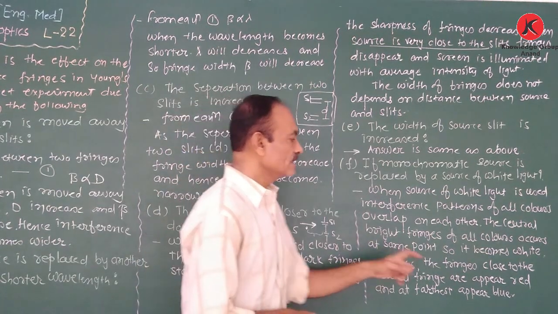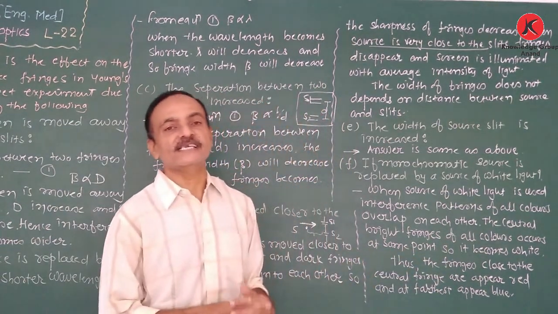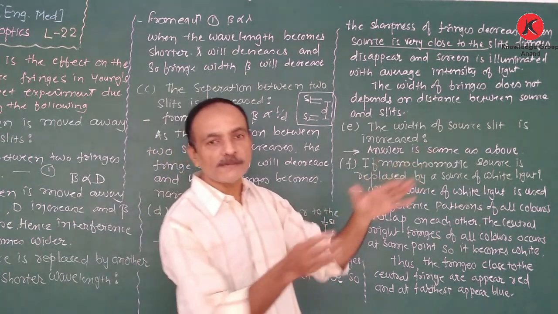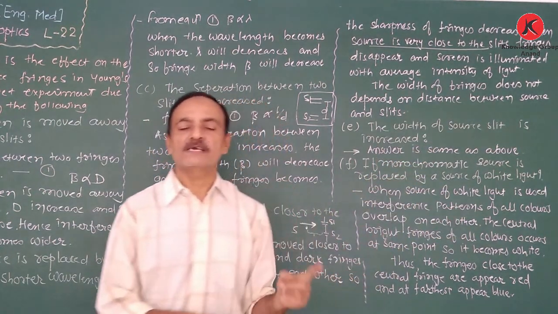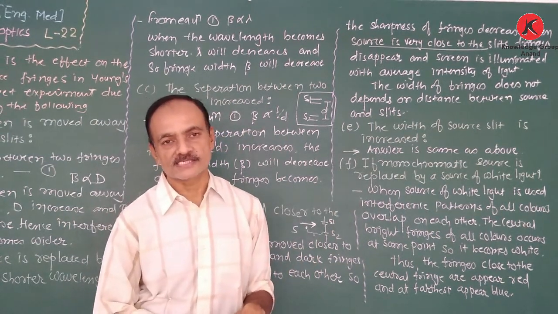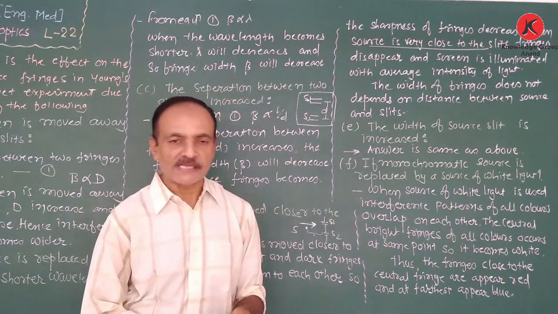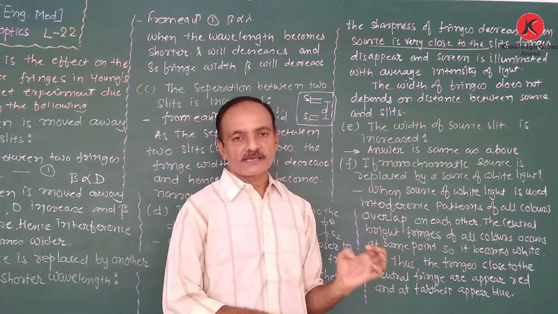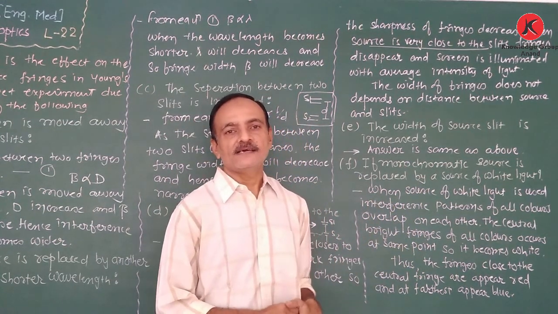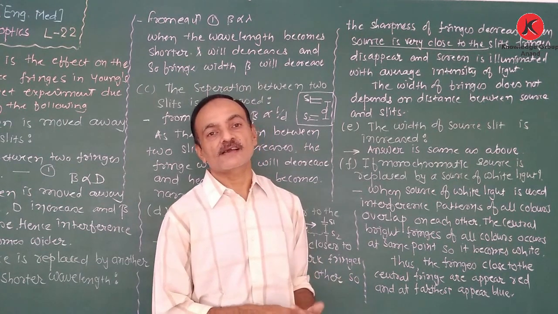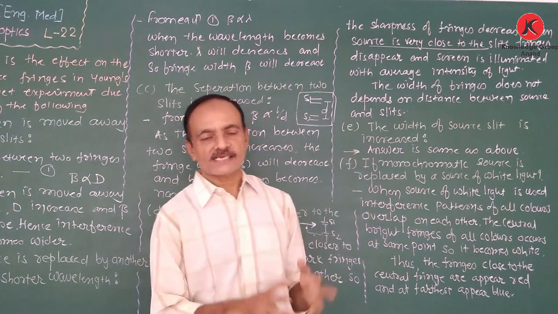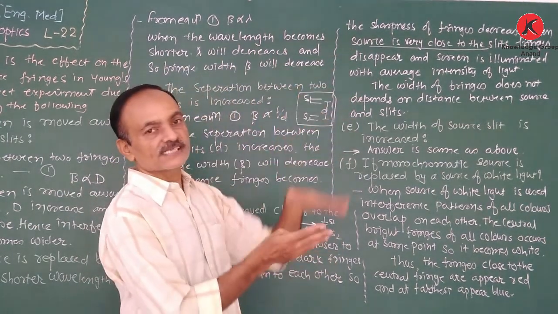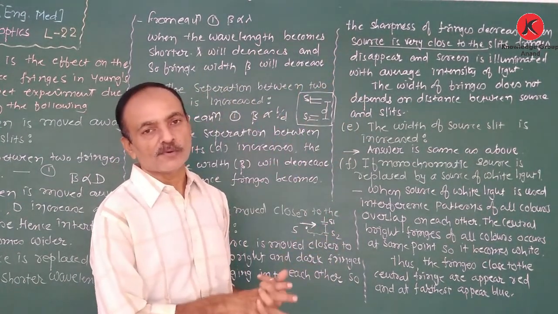Okay. And the fringes close to the central maxima appear red, and as we go away from the central maxima, the fringes are shown bluish. That means here the dark and bright fringes are not obtained, but the fringes are obtained colorful. And the red color is very close to the central maxima, and at far distance the fringes are shown bluish.